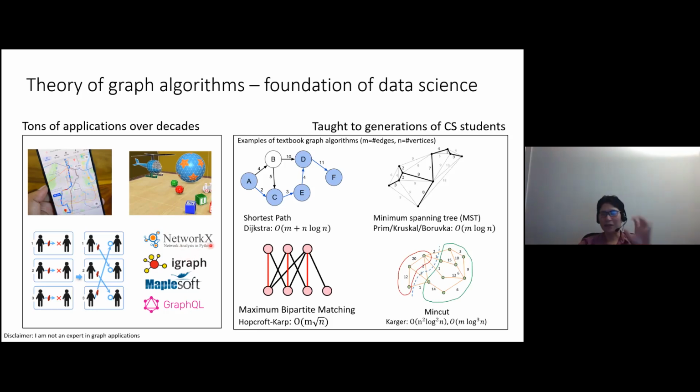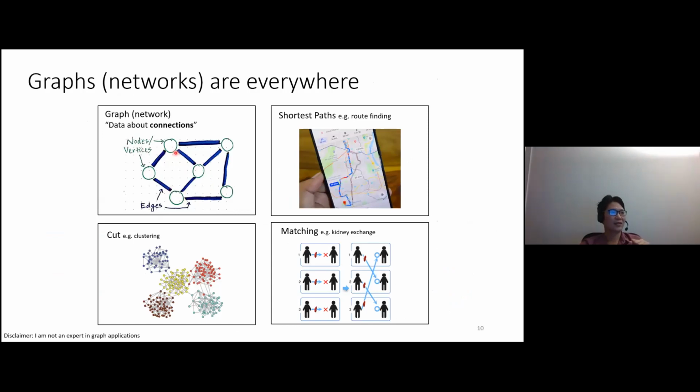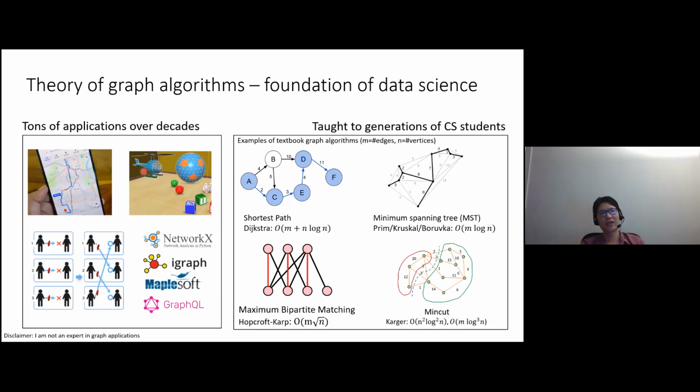And if you don't understand this, don't worry. Okay. So shortest path, you probably remember Dijkstra's algorithm, and its running time is m plus n log n, where m is the number of edges, n is the number of vertices. Again, just a quick reminder: edges are these connections, and the vertices are the dots, right? Minimum spanning tree, you might remember Prim, Kruskal, or Borůvka. Matching, you probably have heard of Hopcroft and Karp. And min cut, you probably have heard of Karger, especially if any of you went to my course.